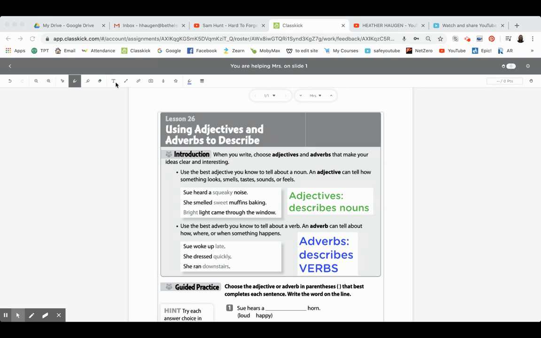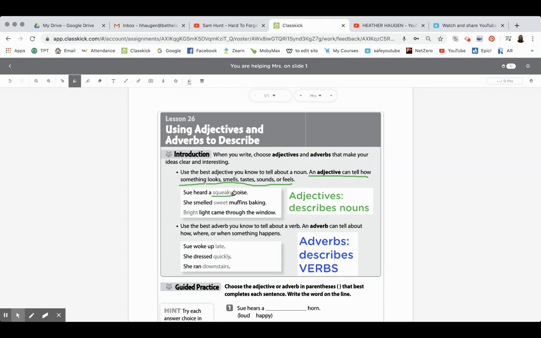So adjectives, they give some examples of what they can do. Adjectives, if you look here, can tell how something looks, smells, tastes, sounds, or feels. So we've talked before how colors are a good adjective. You talk about the black cat or the brown polka-dotted puppy dog. Those are adjectives. Here they give us some more examples.